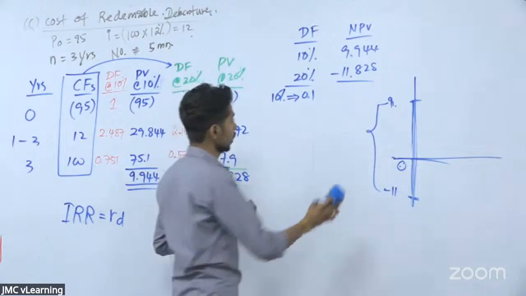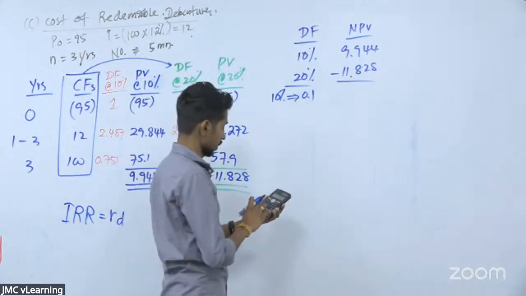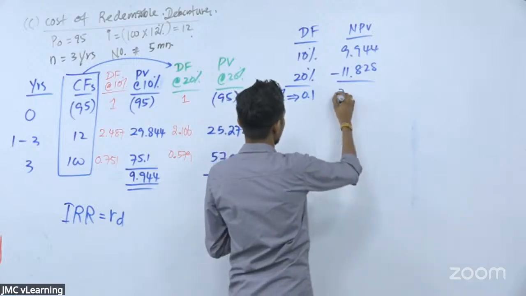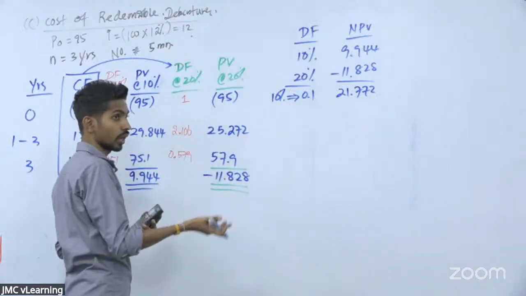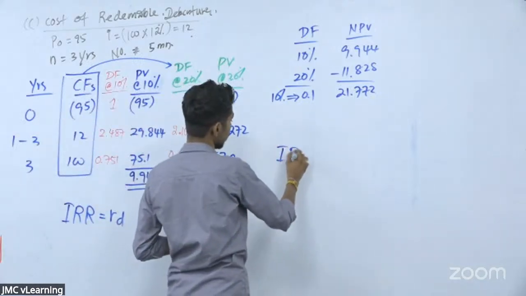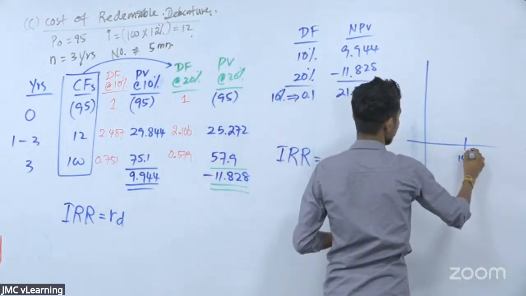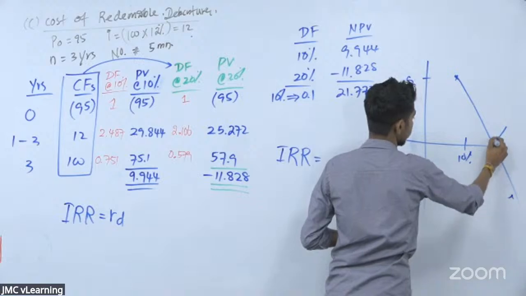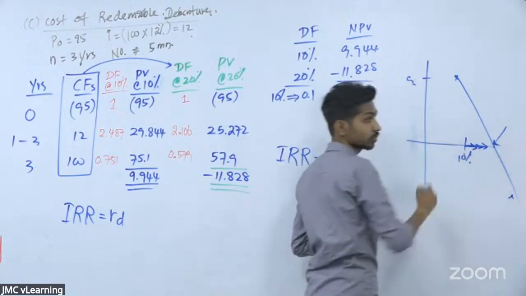Okay, I think all of you were able to clear that one. Then what is the difference? 9.944 plus 11.828 is 21.772. Then we are going to identify the IRR from what rate? 10. Then IRR equals, we will go from here to here. This is the point. Then we will go from 10% to our expected point.